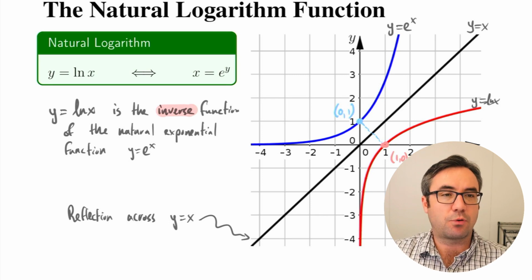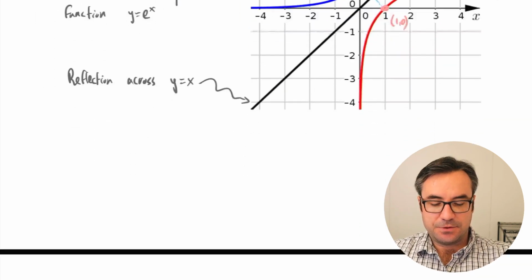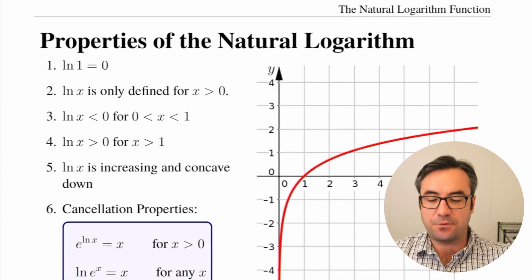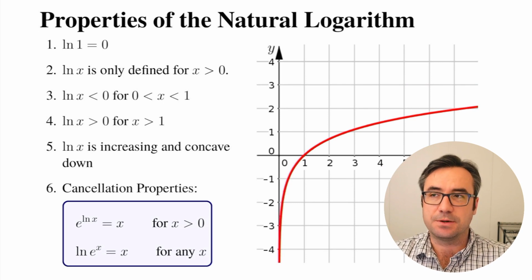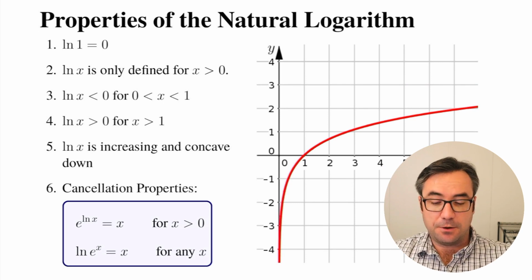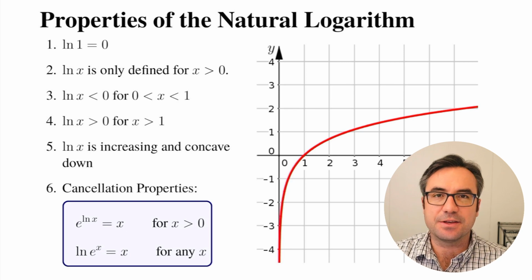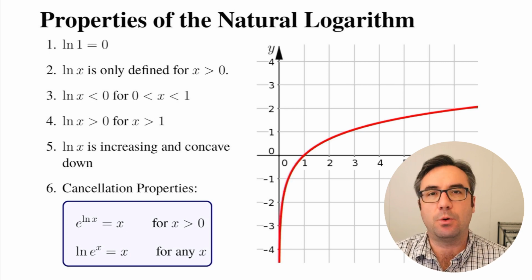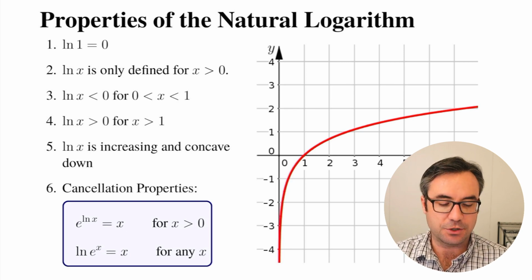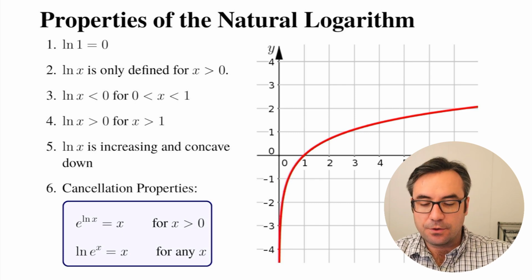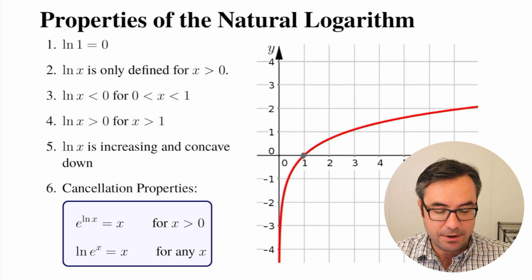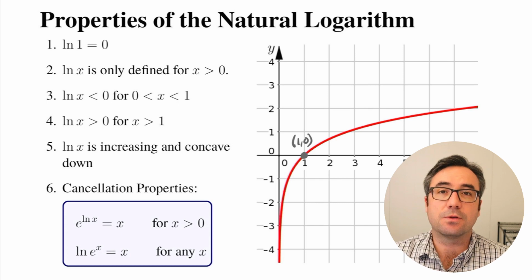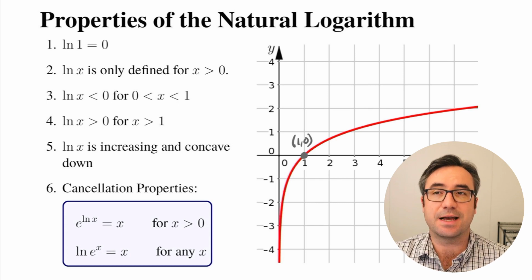Now, there are some properties that we've discussed before, and now we're going to think about them in terms of the natural log function. There are maybe two special points on our natural log function. The first one is that the natural log of 1 is 0. And we can see that right here on our graph. That's where our natural log function crosses the x-axis.